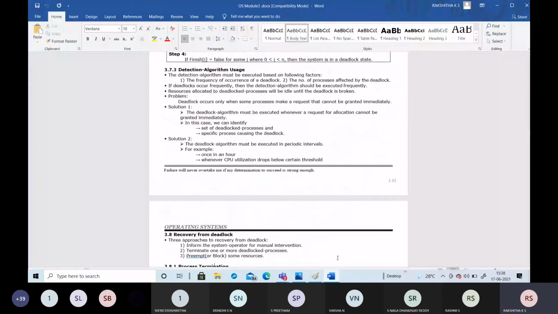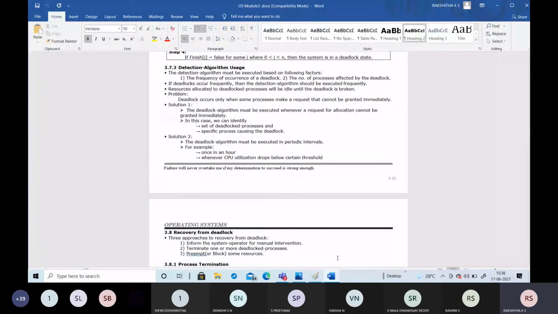Detection algorithm usage. So what is this detection algorithm usage? The detection algorithm must be executed based on the following factors. So there will be some factors, and based on those factors we are going to apply the detection algorithm. First, the frequency of occurrence of a deadlock. If the deadlock is occurring in a frequent manner, only then we have to apply this deadlock detection algorithm. Here we have done the calculation by using the deadlock detection algorithm.